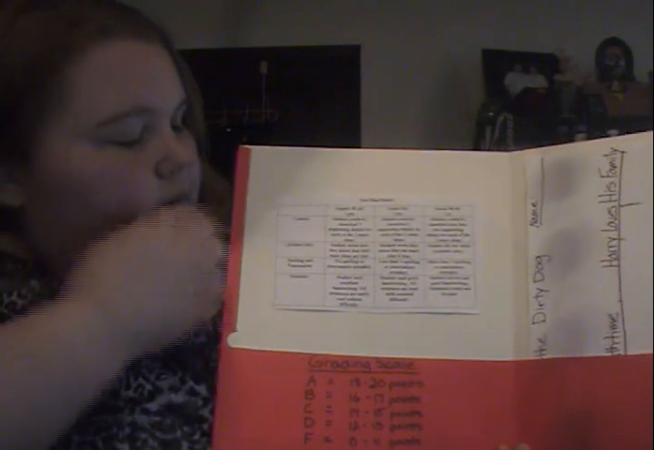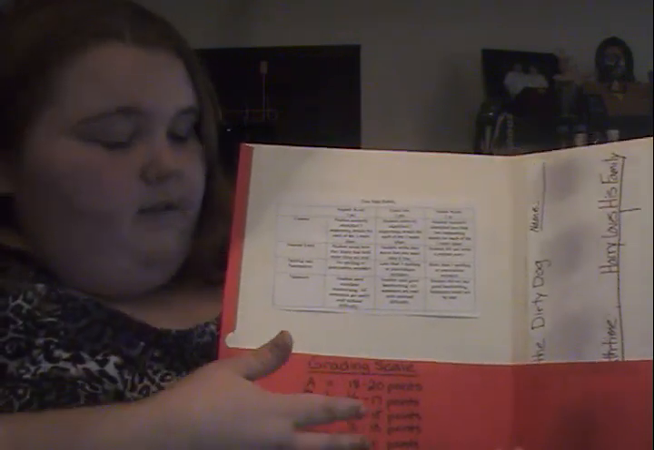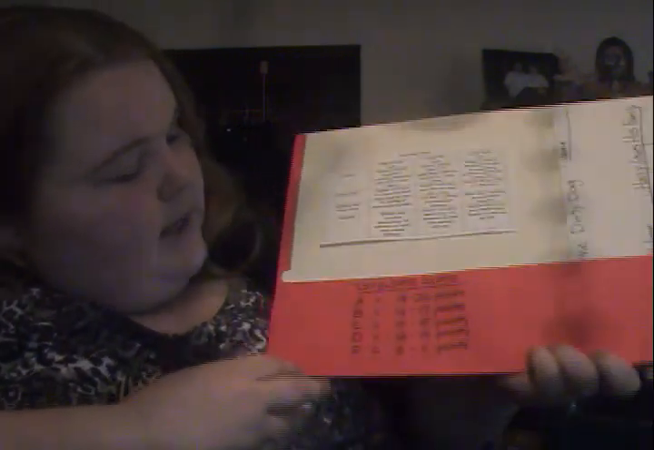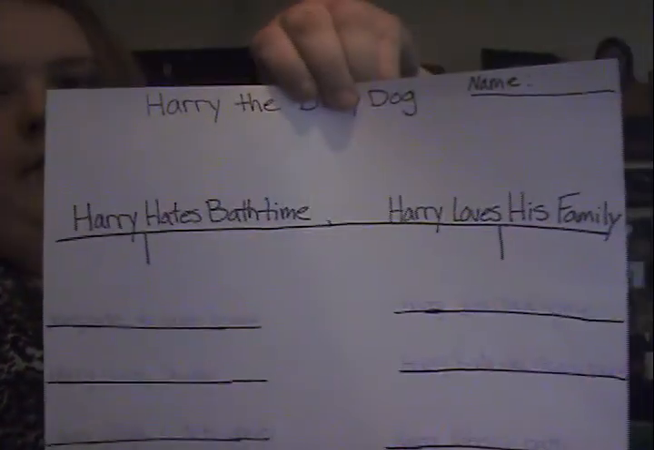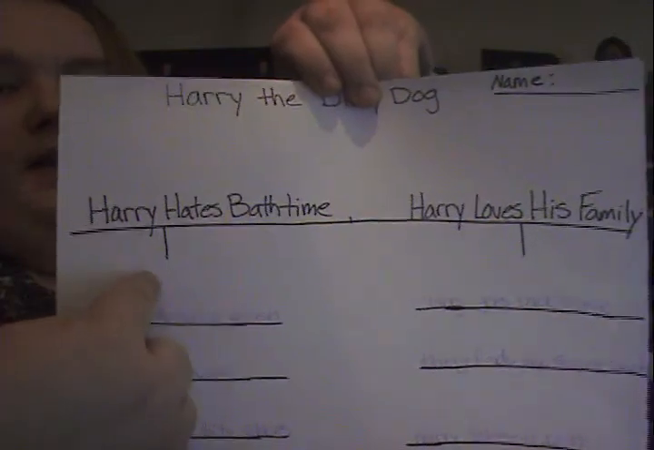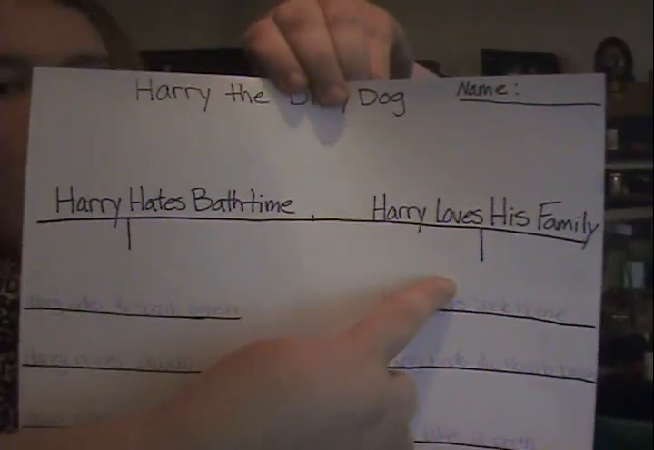So they'll open up the activity folder, the centers folder, and immediately they'll see the rubric that talks about everything they need to do in this activity in order to receive full points, as well as the grading scale that the rubric follows. And over here they'll find all of the materials that they need for this activity, in this case a tree map. So they'll take up this tree map that I've drawn up for them, and I've already given them the 2 main ideas. Harry hates bath time and Harry loves his family.